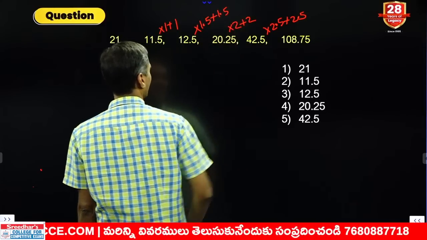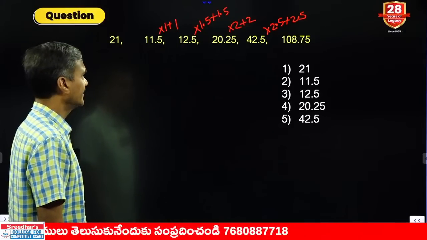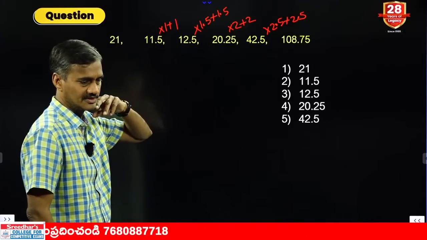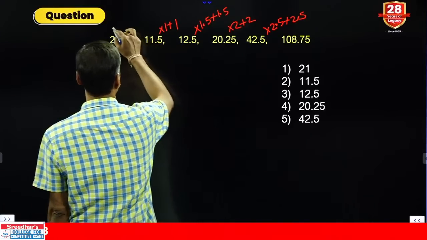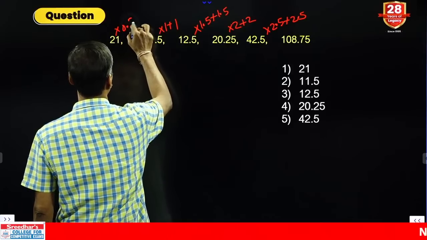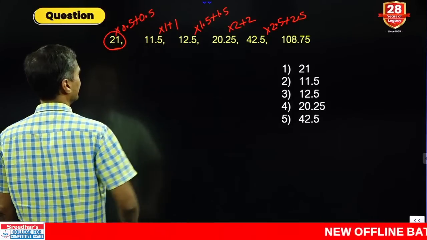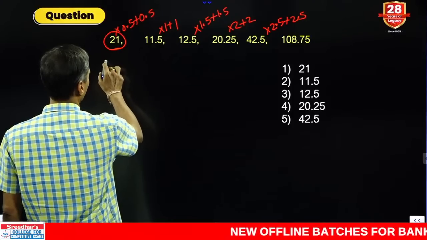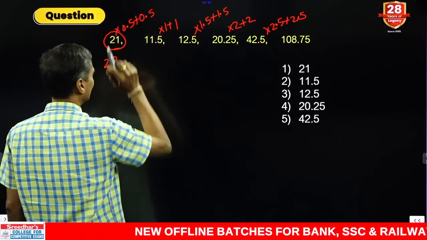Now 12.5 into 1.5, how much, tell me. 12.5 plus 6.25, that is 18.75, plus 1.5, that is 20.25. Does it fit or not? Then what is the wrong number we have? Then here it must be into 0.5 plus 0.5. It cannot be 21, isn't it? Now the number is how much? 22. If it is 22, 22 into 0.5 is how much? 11 plus 0.5 is 11.5.